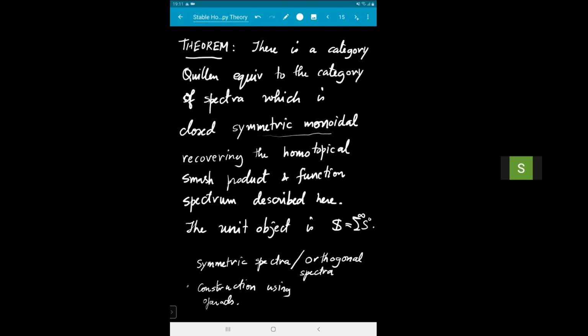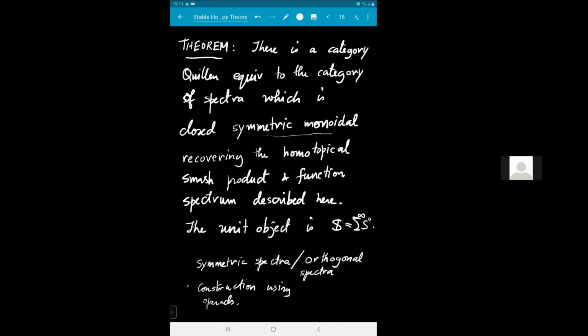I don't want to write down the definition here because I am not prepared. I think I will make a mistake. But there are many good references on symmetric spectra. The original thing is a paper by Hovey, Shipley and Smith. It's called Symmetric Spectra. You can look at that.